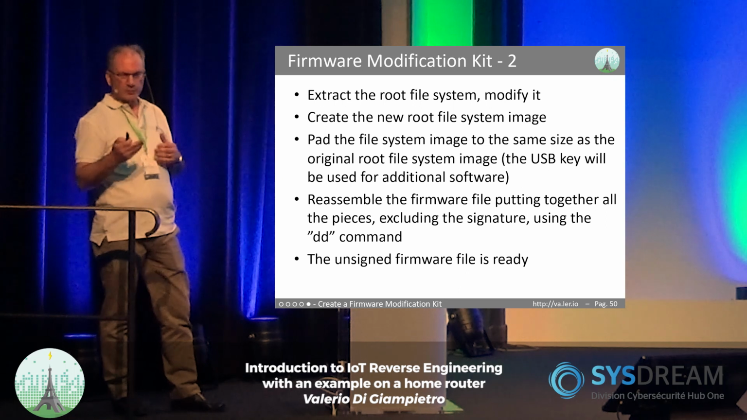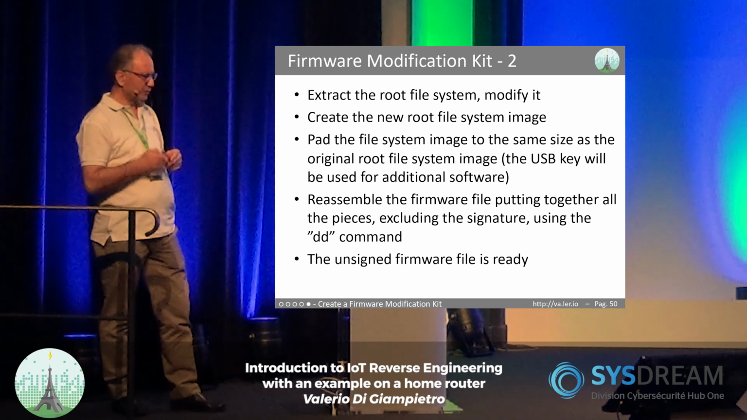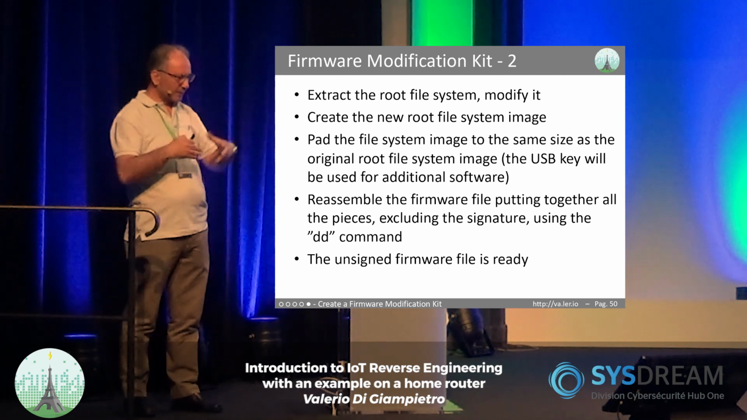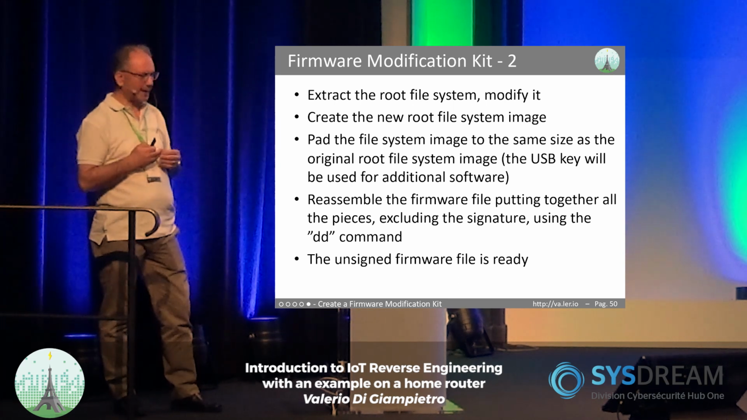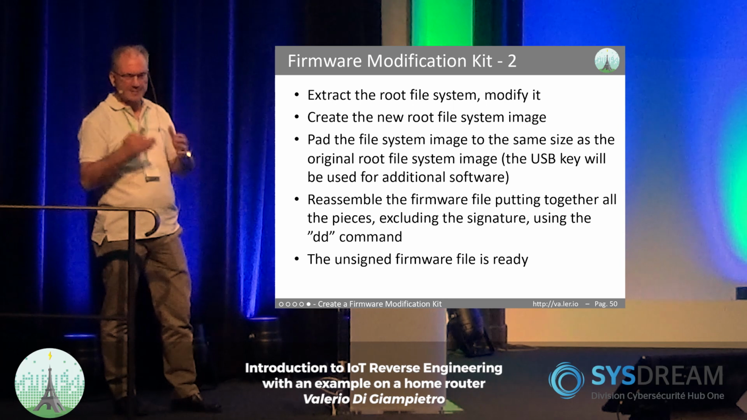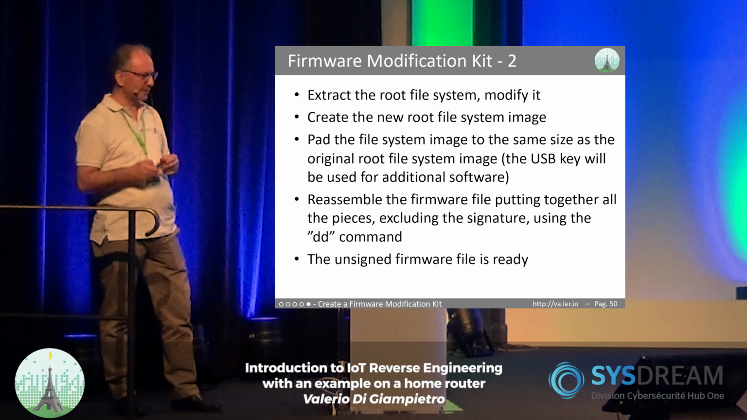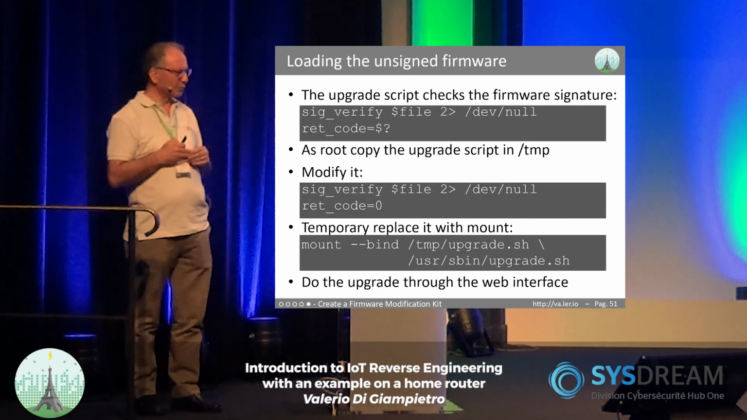If we need additional software to be installed on the router, we can use a USB key that has additional storage. At the end, we can reassemble everything, putting it together using the dd command, and in this way we have an unsigned firmware file. The problem is that we cannot load this unsigned firmware file with the standard upgrade procedure. But we are root, so we can do something.